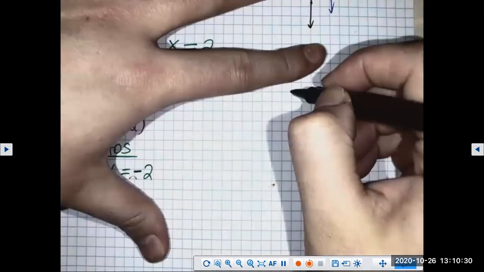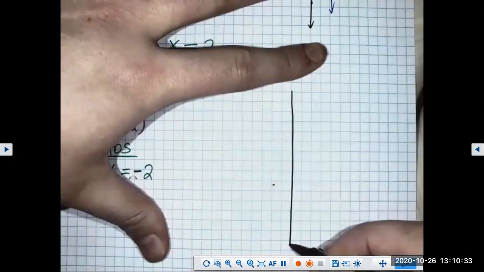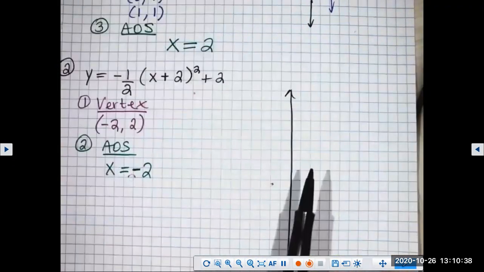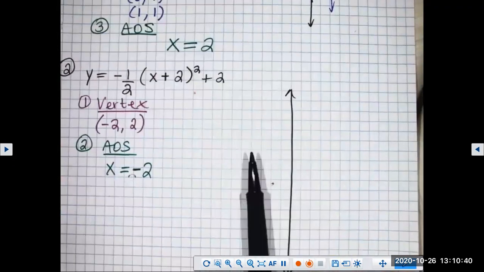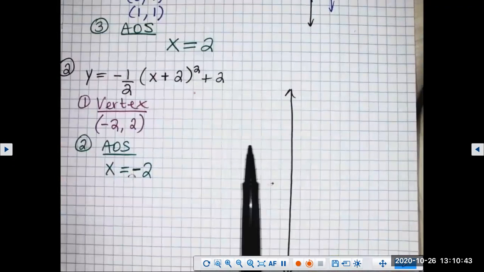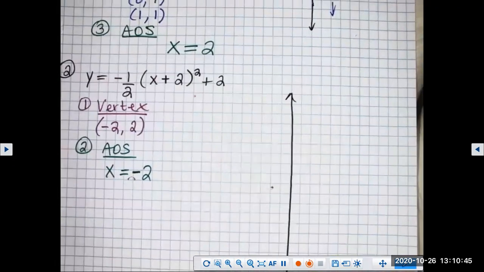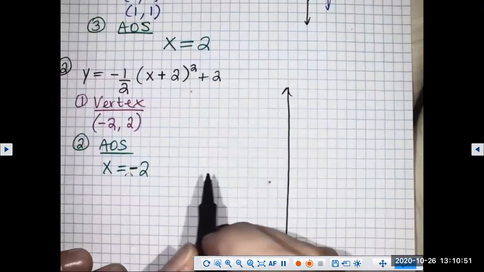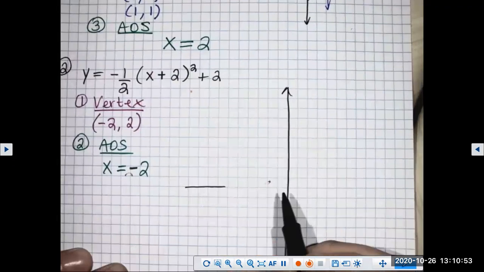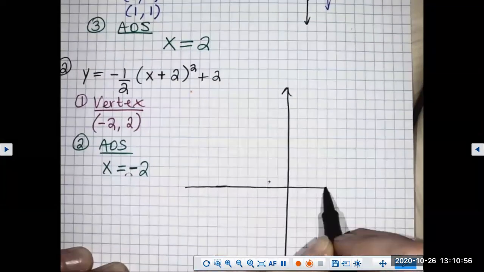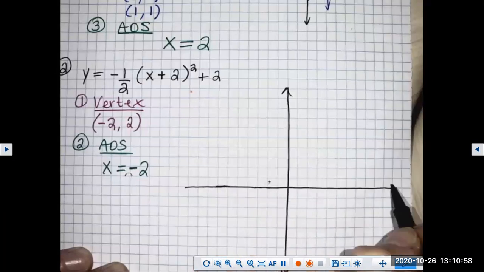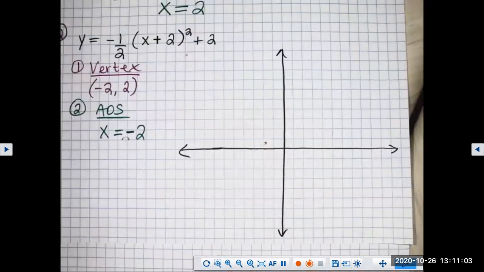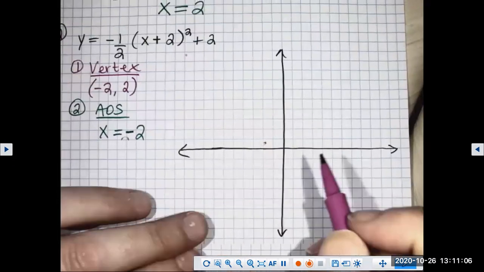If you were drawing your coordinate plane yourself, you want to draw it far enough that you have plenty of room to the left of X, -2, and plenty of room, of course, to the right of it. Okay, let's go ahead and plot our vertex, -2, 2.